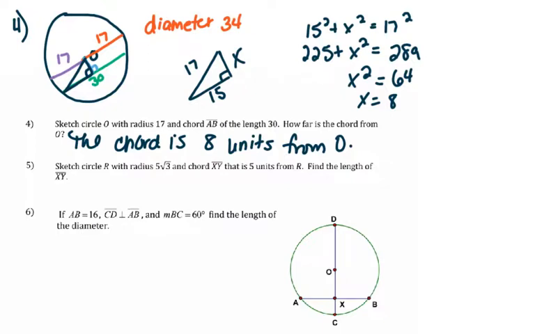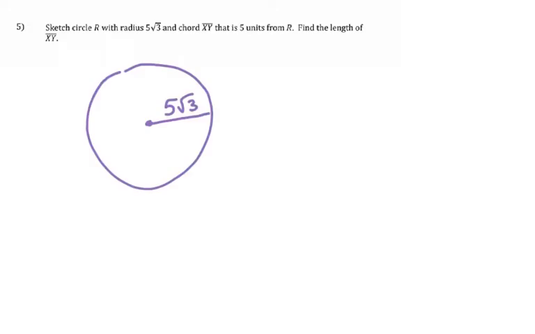Okay, in number 5, we want to sketch circle O with a radius of 5 radical 3 and a chord XY that is 5 units from R. So when they give me the measure 5 units from R, from the center, that's going to be a segment that's drawn perpendicular to the chord. So here we go. I have the circle with the radius. I have the chord that is 5 units from R.